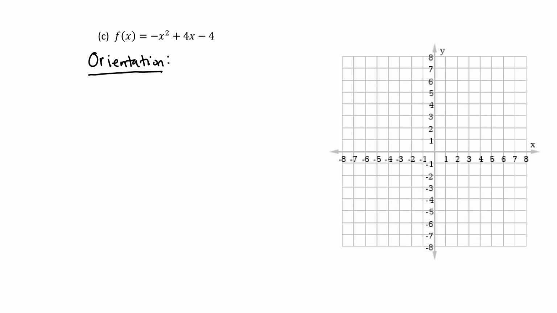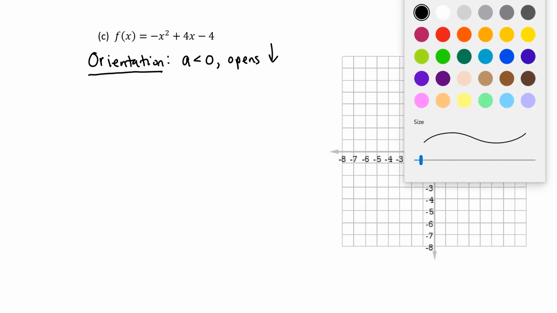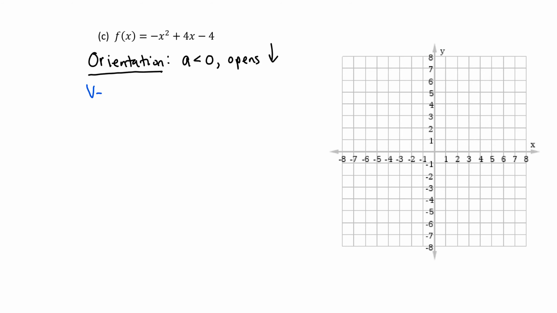Notice in this case, our leading coefficient is negative, so that means our parabola is going to open down. Let's go ahead and find our vertex. That's the most important point on the parabola. And we'll use the formula -b over 2a, f of -b over 2a. Starting with the x-coordinate, which is -b over 2a.